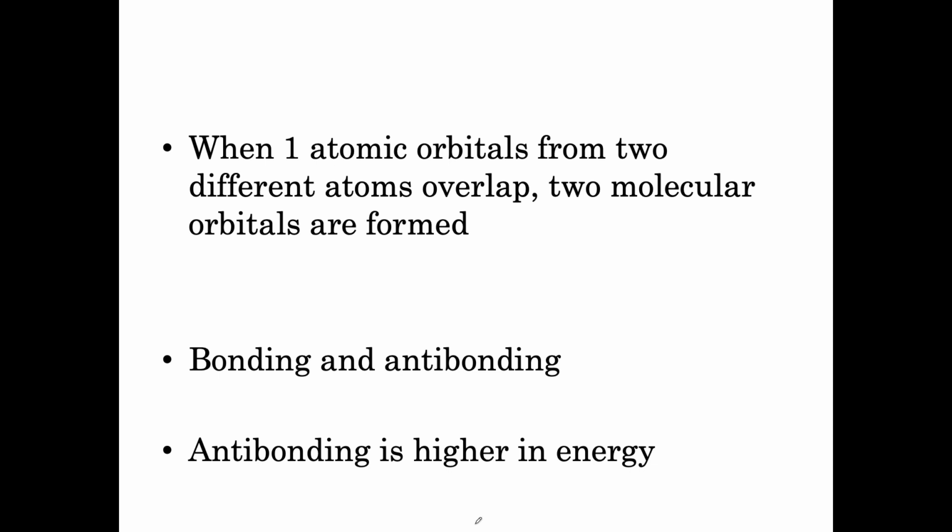So when one atomic orbital from each atom overlaps, two molecular orbitals are formed. So we've got two orbitals coming over from two different atoms overlapping, and we're going to form molecular orbitals. Two molecular orbitals are formed. So two are coming in, two have to come out. And they're called bonding and anti-bonding. Anti-bonding is designated by asterisks. And we'll show you how that works.